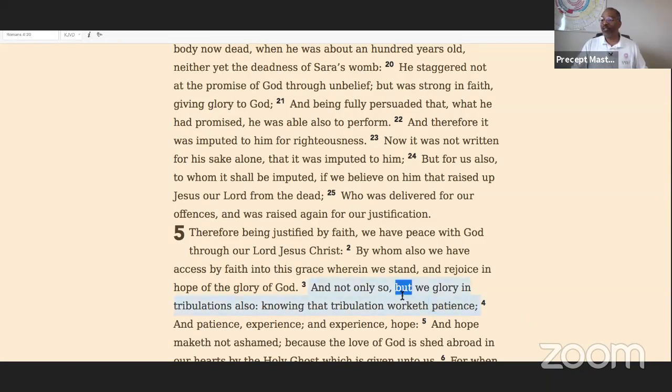And not only so, but we glory in tribulations also. Why? He told you, you've got to put up a fight. Didn't 2 Esdras just tell you that? We've got to fight. Knowing that tribulation works patience, and patience experience, and experience hope. He makes all this clear.